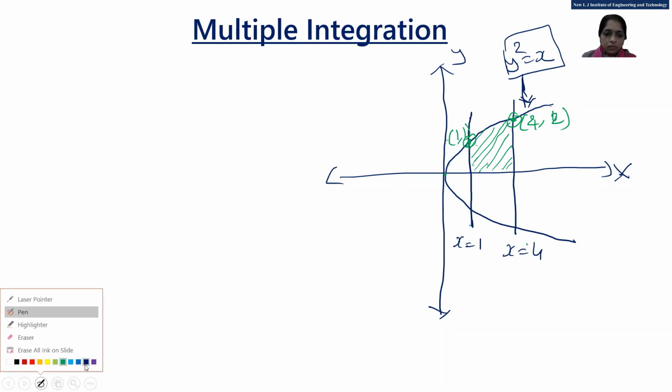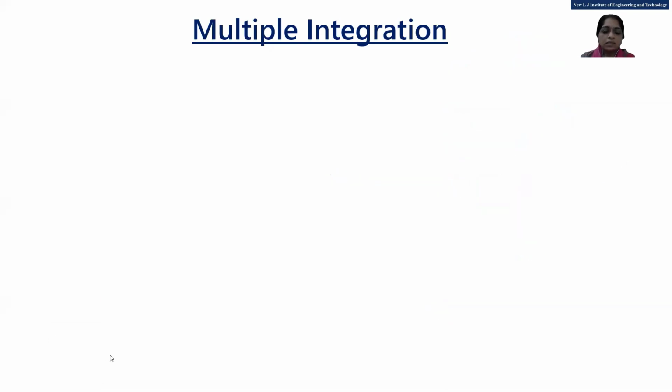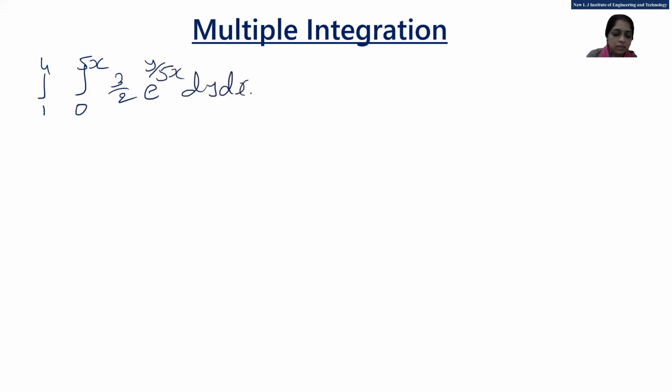Now, let's start the solution of the example. The outer limit is 1 to 4, and the inner limit is 0 to root x of 3/2 e raised to y upon root x dy dx. The limit is of y, so first we have to do the integration with respect to y. So put 1 to 4, keep it the same in the bracket, 0 to root x, 3/2.